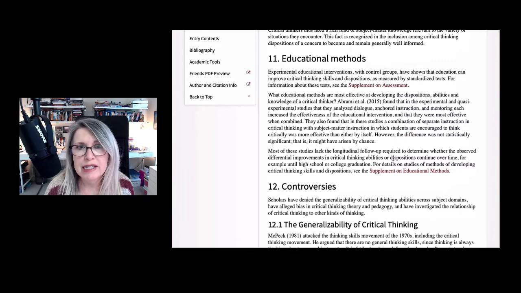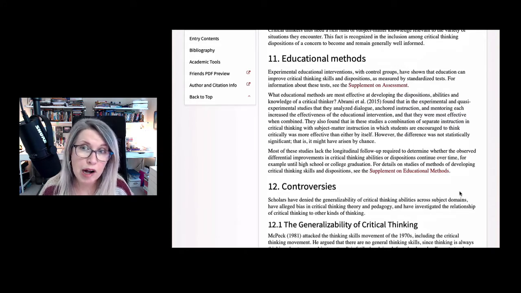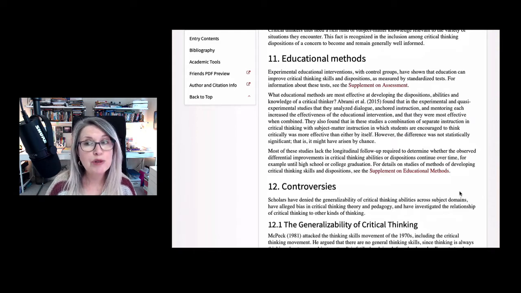However, the difference was not statistically significant. That is, it might have arisen by chance. Most of these studies lack the longitudinal follow-up required to determine whether the observed differential improvements in critical thinking abilities or dispositions continue over time, for example, until high school or college graduation. So in other words, you can lose ground.